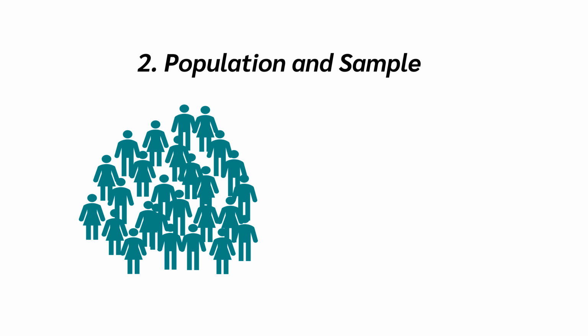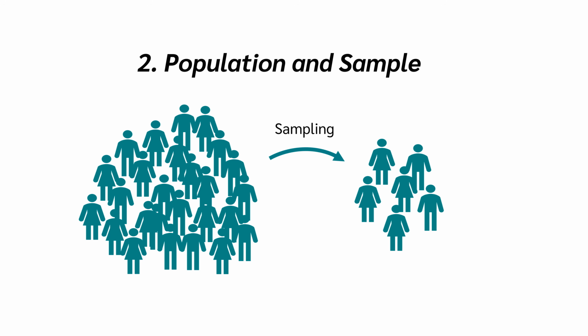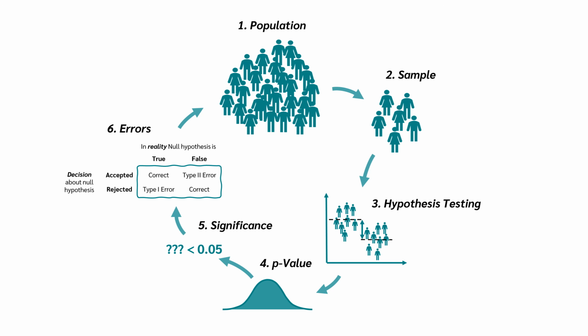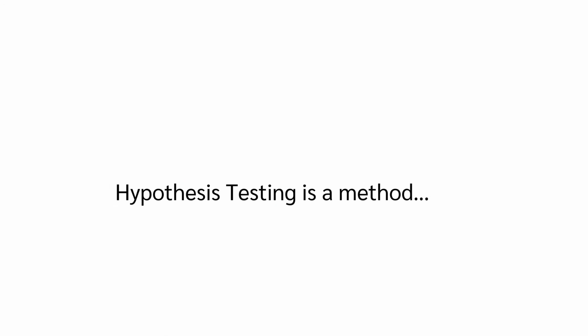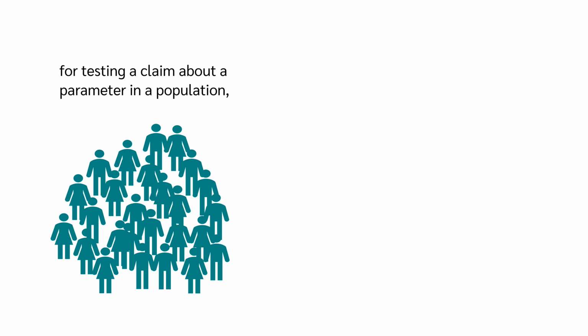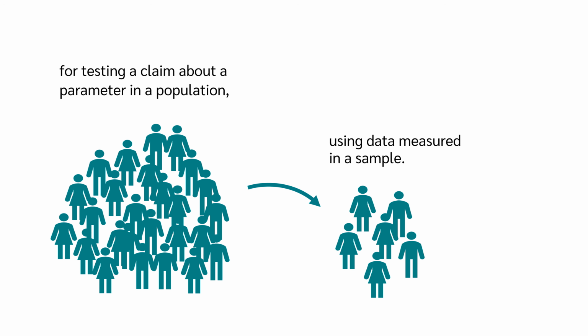Obviously, we cannot collect data from the whole population. So we take a sample from the population. Now we use this sample to make a statement about the population. But how do we do that? For this we need a hypothesis test. Hypothesis testing is a method for testing a claim about a parameter in a population using data measured in a sample. Great, that's exactly what we need.